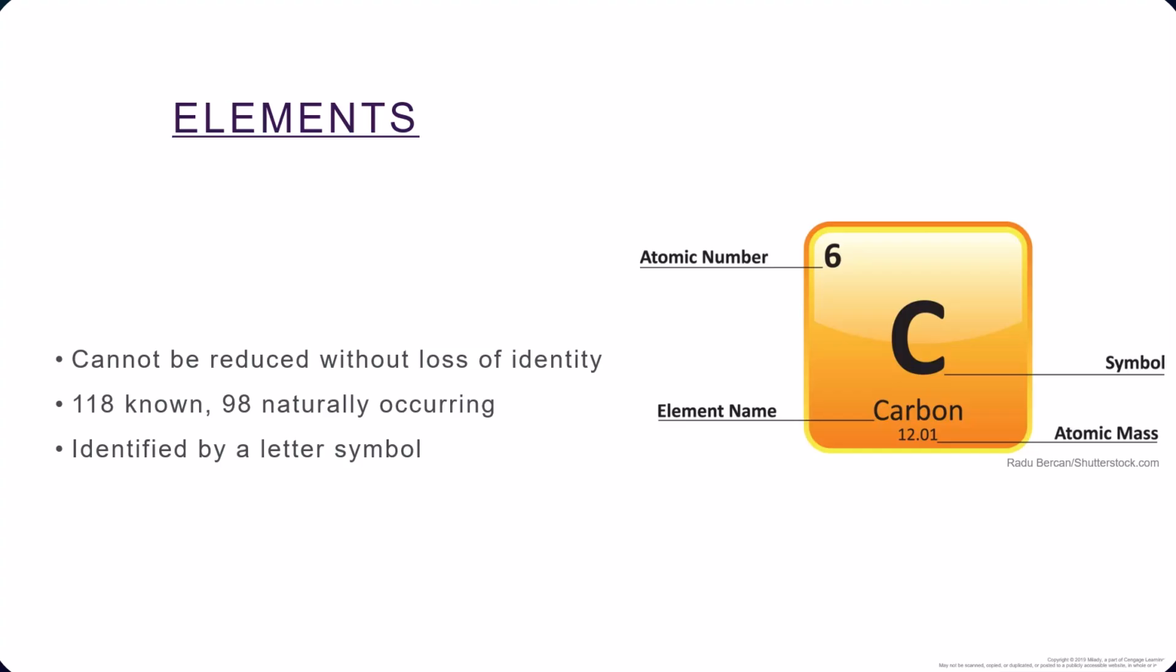An element is the simplest form of chemical matter, so it cannot be broken down into any simpler substance without a loss of identity. So all matter in the universe is made up of elements, and they have their own distinct physical properties and chemical properties. Each element is identified by a letter symbol, so if you see the periodic table, you would see O, which stands for oxygen, H is for hydrogen, N is for nitrogen, S is for sulfur. All of those are elements. And there are 118 known elements, and 98 of them are naturally occurring.